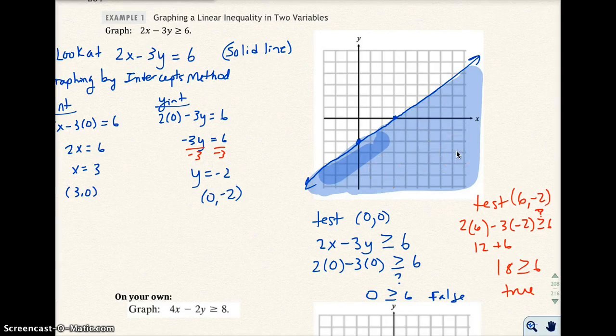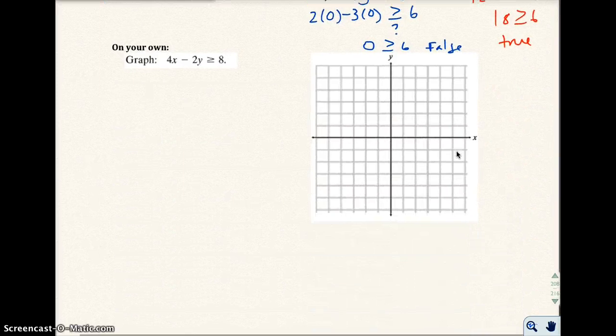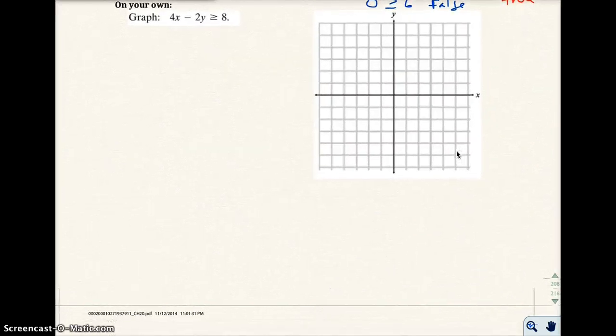Okay. So on your own, go ahead and graph this line of inequality by graphing the line, then test a point in one of the regions and shade in the appropriate region. I'll go ahead and pause the video and you can try that on your own.